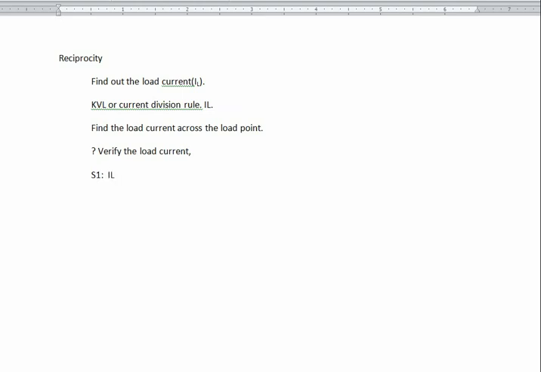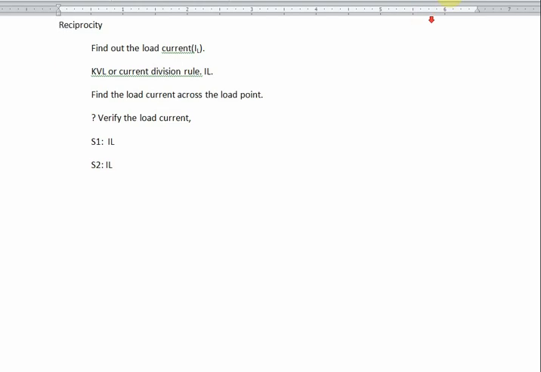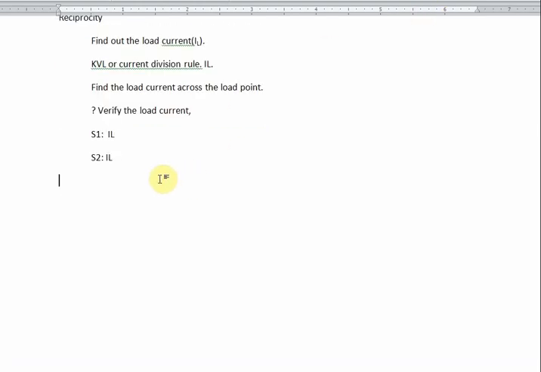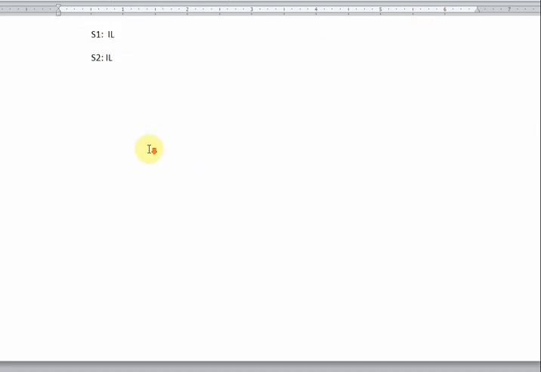So find out the load current in step number 1, then in step number 2 also find out the load current. Then load current 1 is equal to load current 2; both are equal. Let me explain through a diagram. I will draw one simple circuit diagram and explain it to you. This is one source.